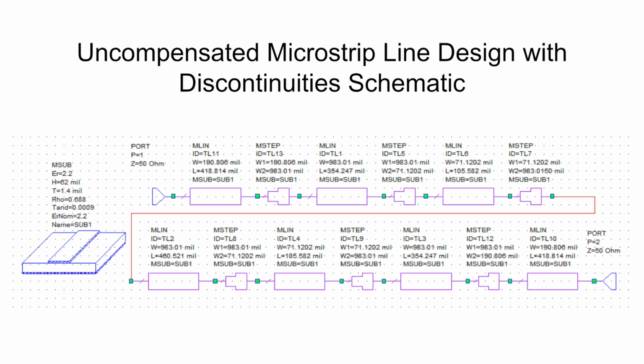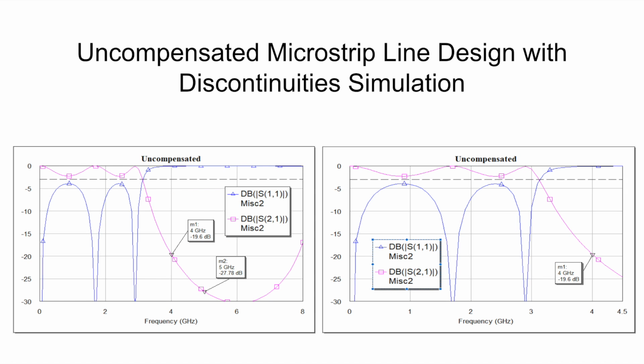Following the principle of slowly adding complexities to the problem, we added the M-step element in the design in between each M-line element to represent the discontinuities found when the width of the microstrip changes. The simulation of the uncompensated microstrip design shows a shallower ripple in the passband, and the passband also got a little bit shorter, with a cutoff frequency at around 3.3 GHz.